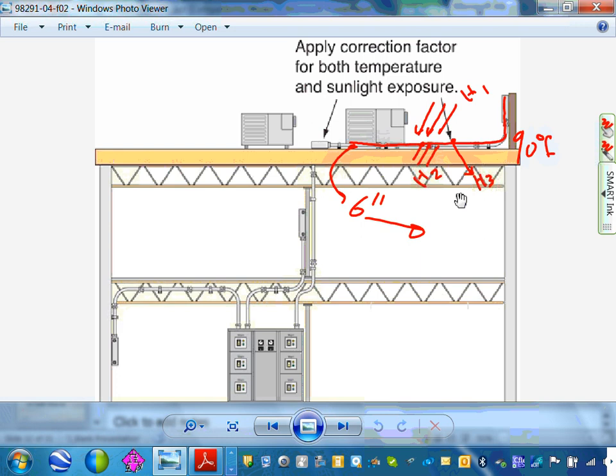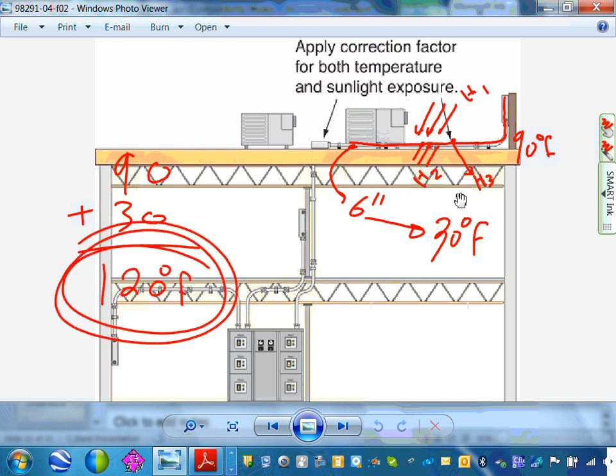Six. Did you guys find the ambient? 70 degrees. Give me the Fahrenheit, please. 30 degrees Fahrenheit. Can everybody confirm, guys, that if you put that conduit 6 inches above the roof, you have to add 30 degrees Fahrenheit to your ambient temperature. So no problem. Now 90 plus 30, that will get you 120 degrees Fahrenheit.